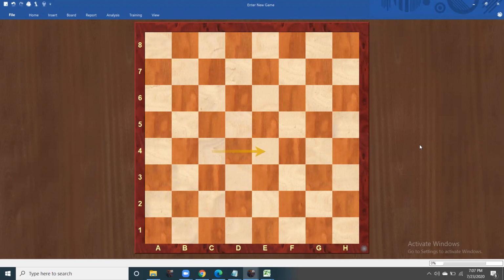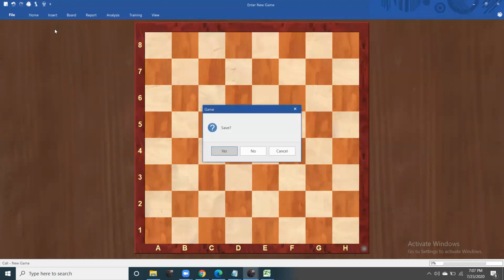This is about the chessboard. Now you know the notation. So let's learn about the chess pieces.